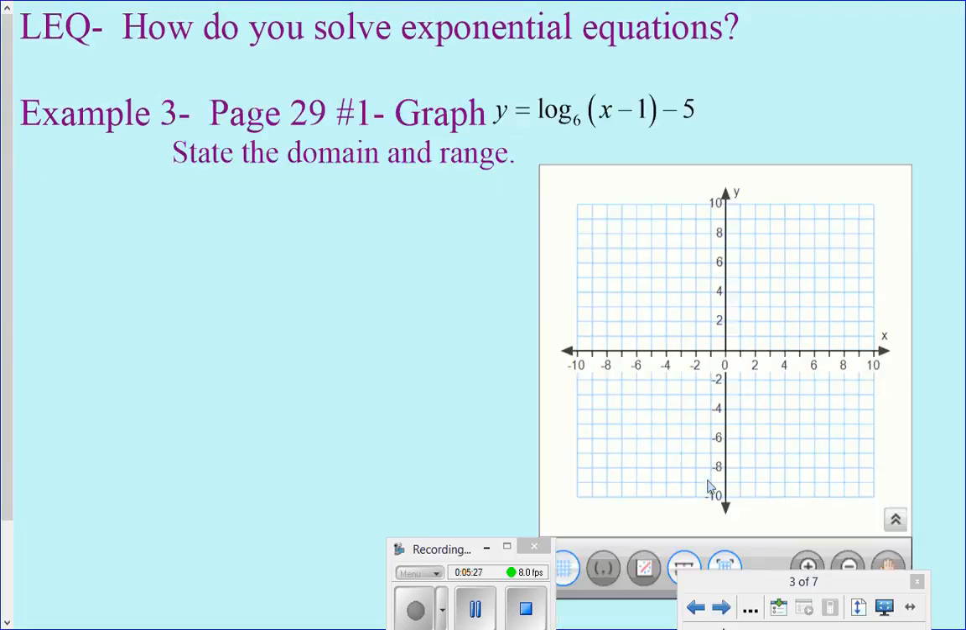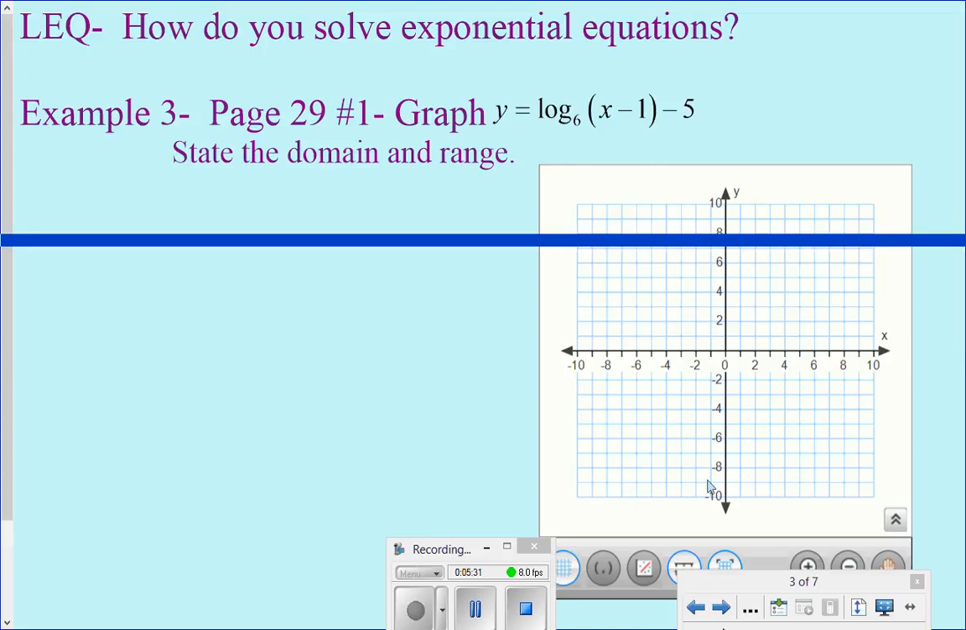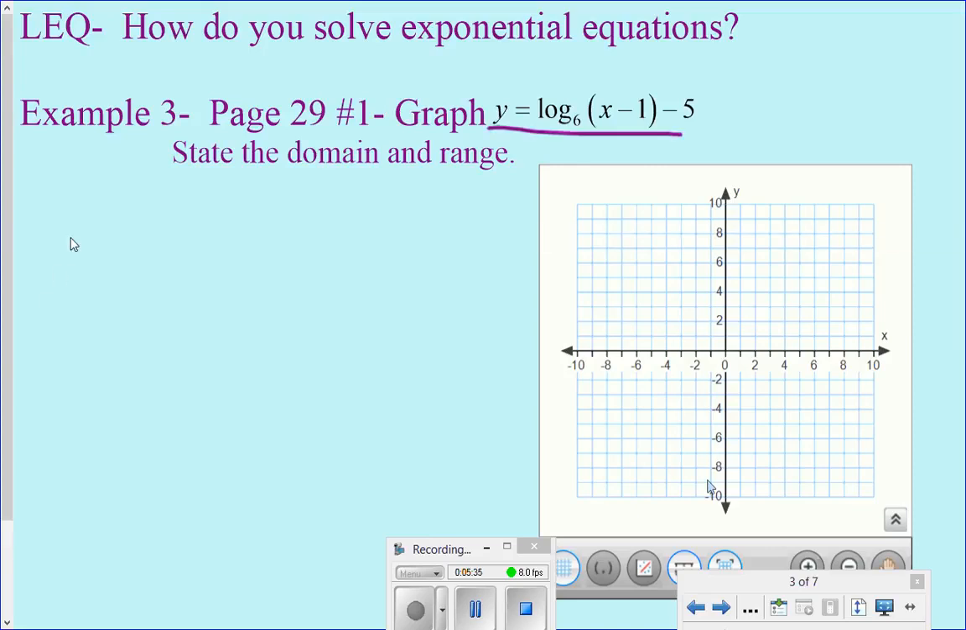Okay, so next we worked on page 29, problem number 1. So let's try that. Looking at this equation, I want to think about y equals log base 6 of x. That's the most basic before it's been shifted. So let's put that in exponential form, 6 to the y equals x, and let's make a table for that.